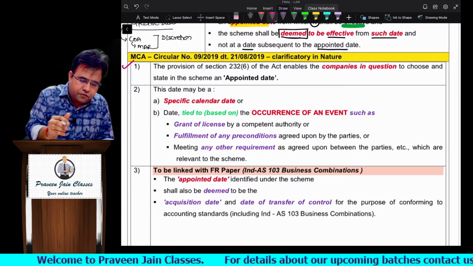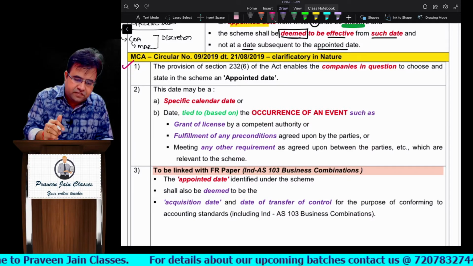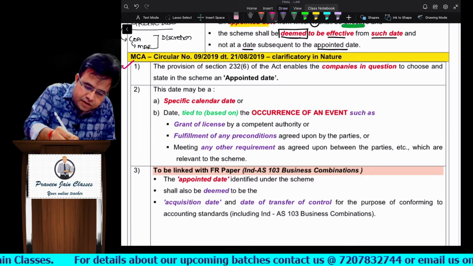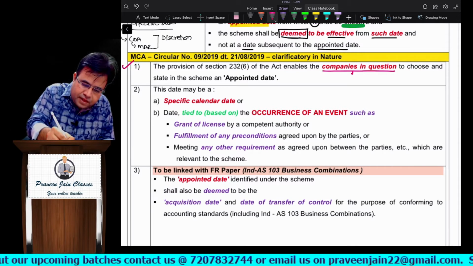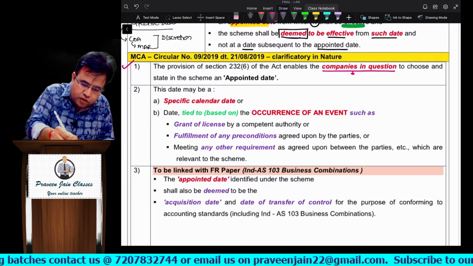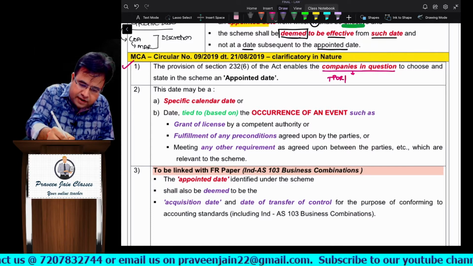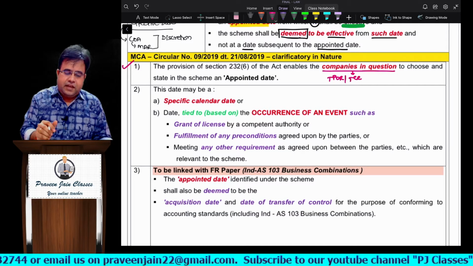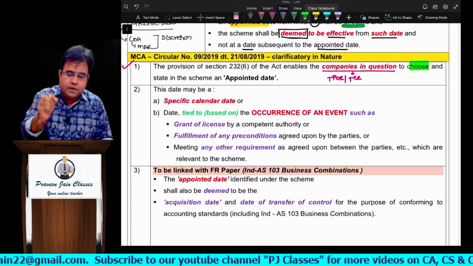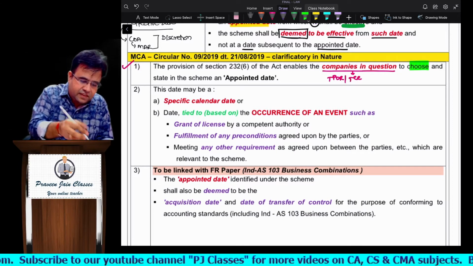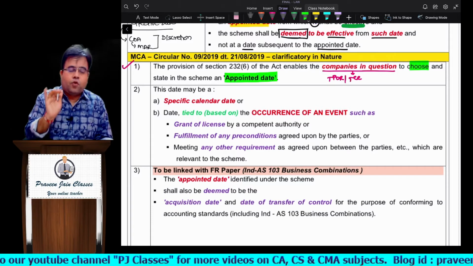The provision of section 232 subsection 6 of the act enables the companies in question, that is, the company which is proposing the scheme. So can I say both transferor and transferee? So companies in question to choose. So can I say we are giving you the choice to choose and state in the scheme an appointed date, sir. Okay, very good.